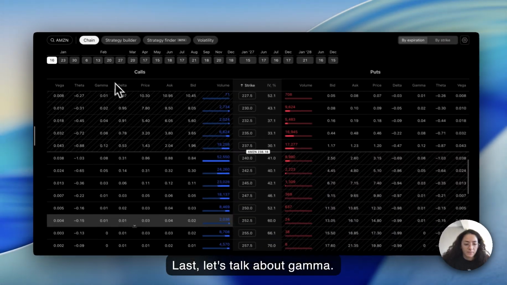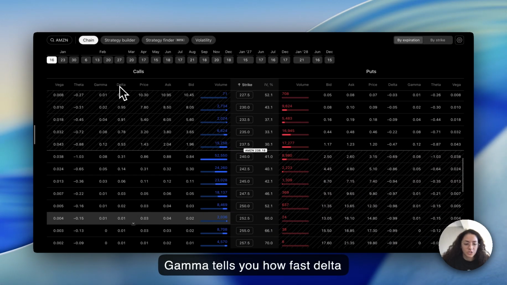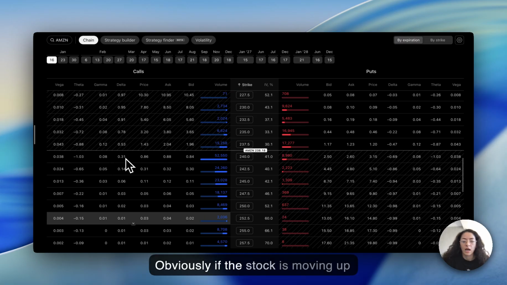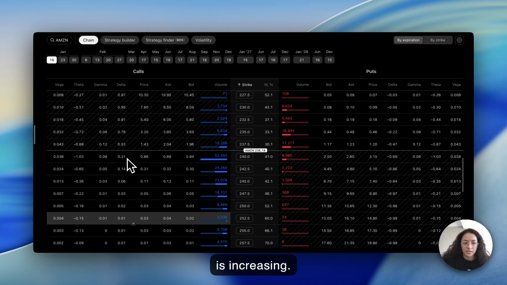Last, let's talk about gamma. Gamma tells you how fast delta changes. That's why an option can suddenly speed up or die quickly. So in this example, if I buy a call option, 240 strike, and I have a delta of 31, the gamma is 0.08, and this 0.08 adds to the delta. Obviously, if the stock is moving up $1, we're going to add this delta. And if it moves up another $1, we're going to add the gamma to the delta, which is going to show us exactly how much the option value is increasing. And always remember to consider all the other Greeks.